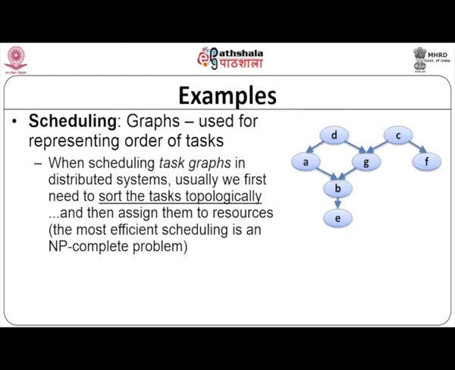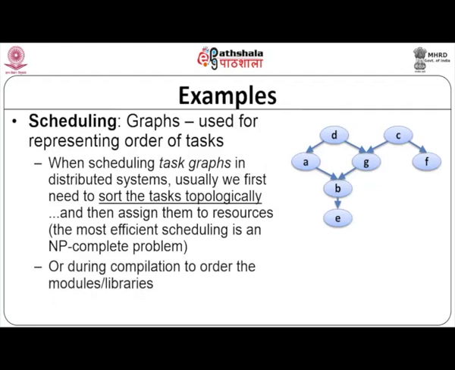Okay. So, for example, here you could have started at either D or C, that is immaterial. Let us assume we start at C, then after C you can do D, after D you can do A, and then G, and then F, and then after A and G you can do B, after B you can do E. So, please note that topological order, as you can see from here, is not unique. It can also be used in compilation to order the modules and libraries that you have to call.